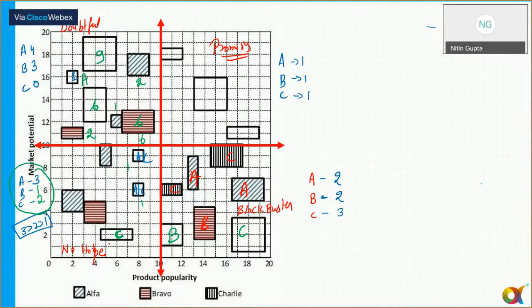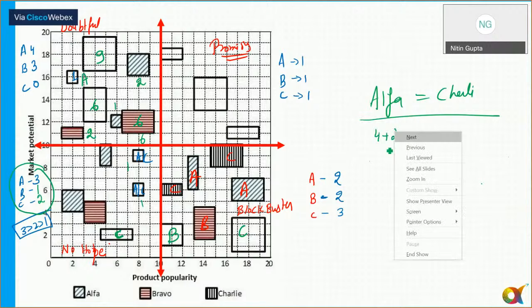So the total of Alpha is equal to the total of Charlie here. It has to be true. Let's start one by one. What are the different possibilities? In the no hope category, there are three companies of Alpha. The area for one of the companies is 4, for one it is 2, and for one it is 1. That we know for Alpha.